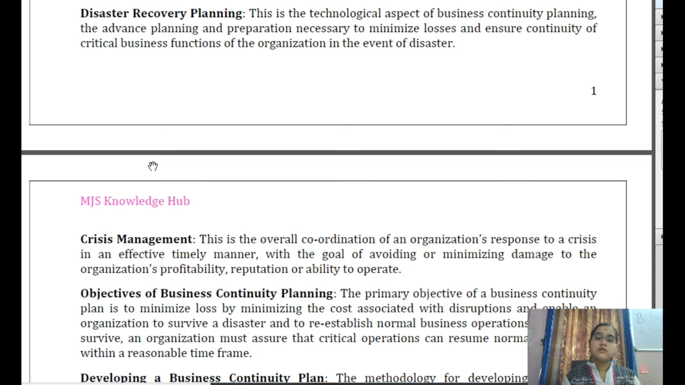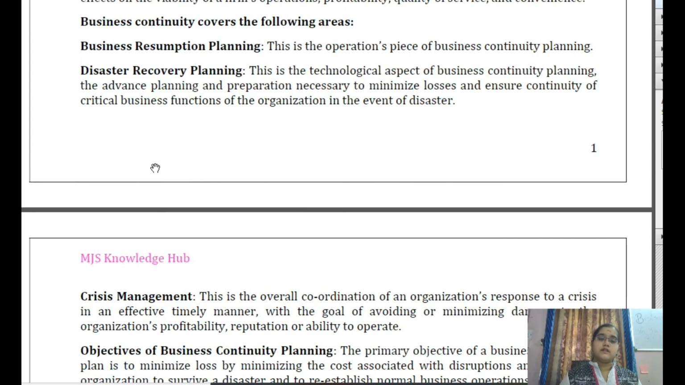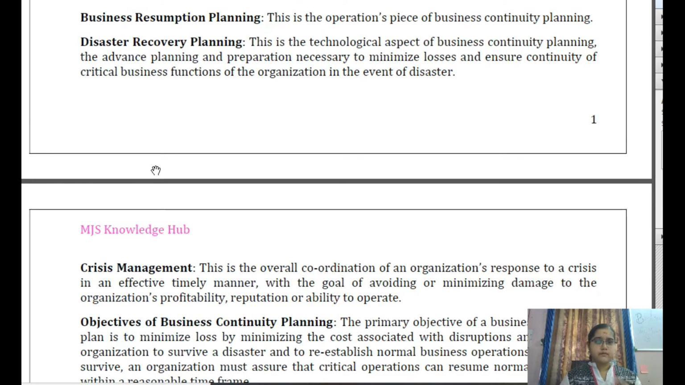And what will be the goal of crisis management? To avoid or minimize the damage to the organization's profitability, reputation, and ability to operate. So crisis management has a goal that the disaster must have very little impact, avoiding or minimizing the damage. And to whom is the damage occurring? The damage occurs to the organization's profitability, reputation, and ability to operate. So crisis management focuses on these things. Now, okay, till now we have come to this stage.